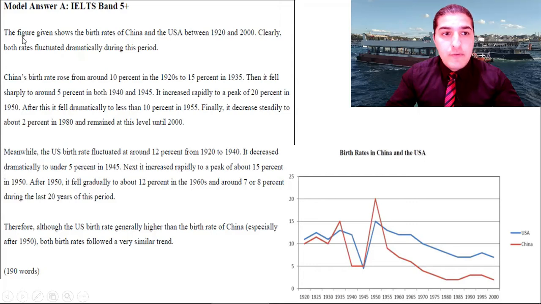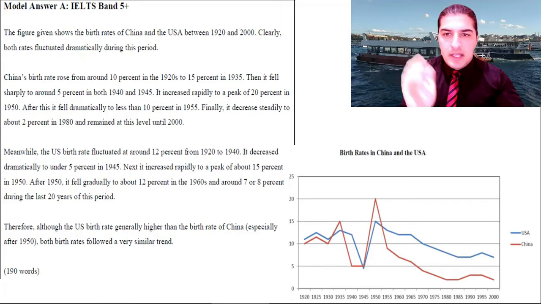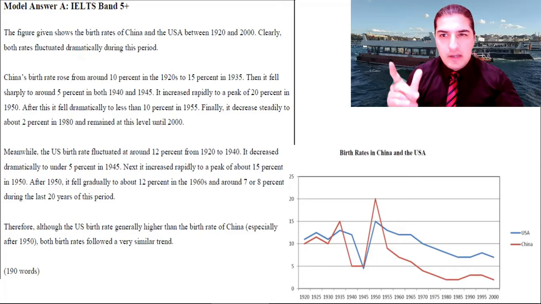So let me read it. The figure given shows the birth rates of China and the USA between 1920 and 2000. Okay, simply rephrase the task, not bad. I don't recommend it, but it's good. If it's one sentence, fine; if it's more than that for an introduction in a chart, it's too much. Clearly, both rates fluctuated dramatically during this period. Okay, so each sentence that you write should carry a meaning. Fluctuated, but it's vague. You have to write clearly. That's the first mistake.